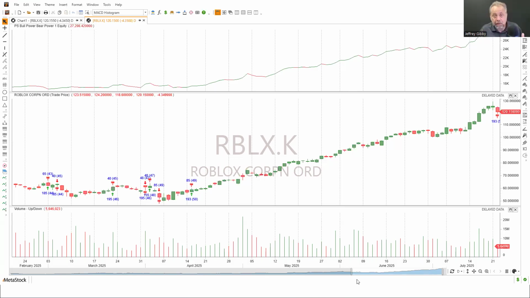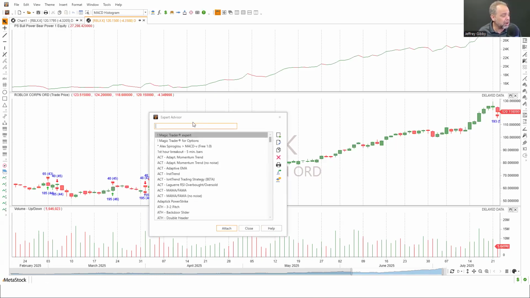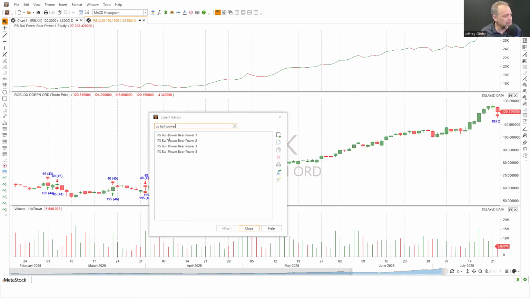And if I still like all those numbers and metrics that I read, then I want to understand what the rules are. Just like we did with MACD, I'm going to add the Bull Power, Bear Power Expert Advisor. It's called PS Bull Power, and there are a few versions of this. We're going to do number one and attach it to the chart.